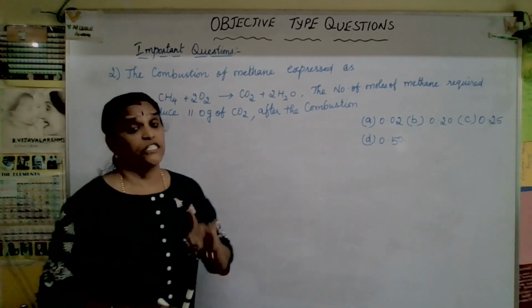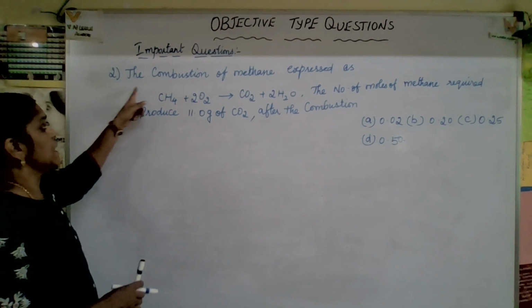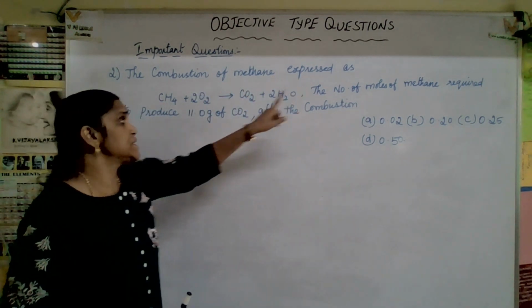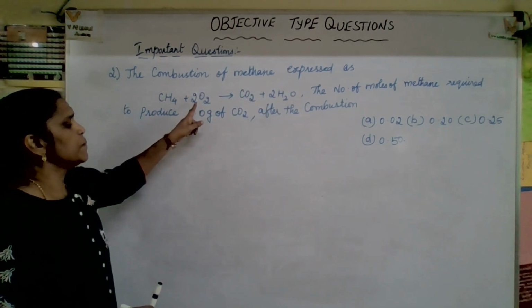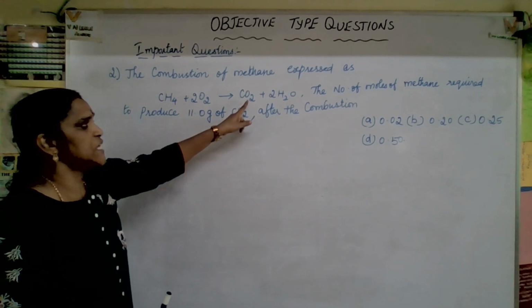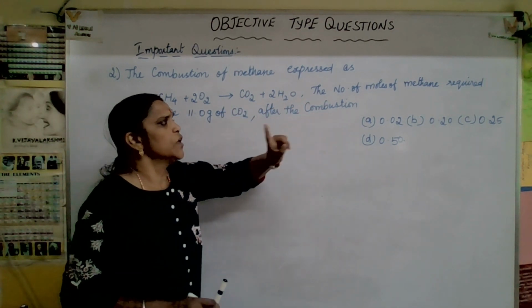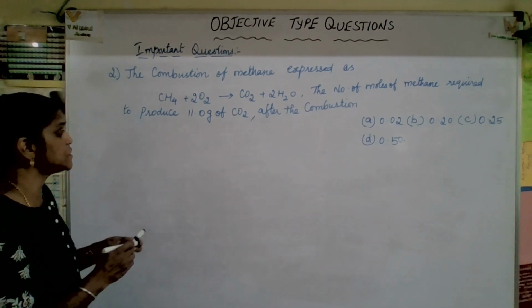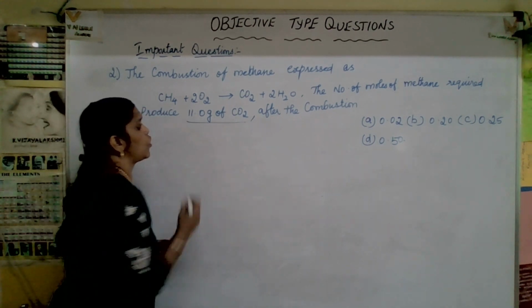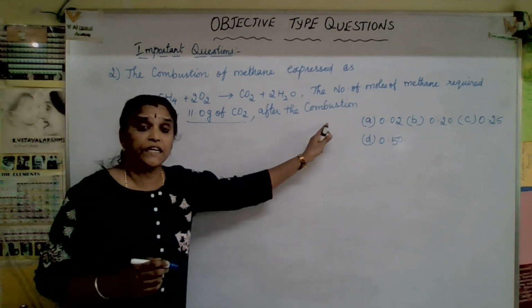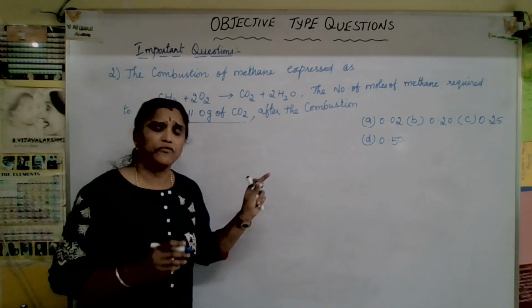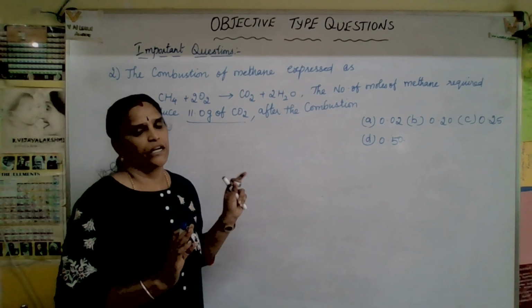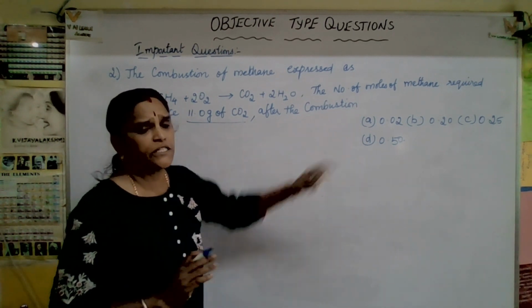The next question, it's very simple. The combustion of methane expressed as CH4 plus oxygen gives CO2 plus 2H2O. The number of moles of methane required to produce 11 gram of carbon dioxide after the combustion. So number of moles they are asking in the question. Come on, let us go for the options they have given.